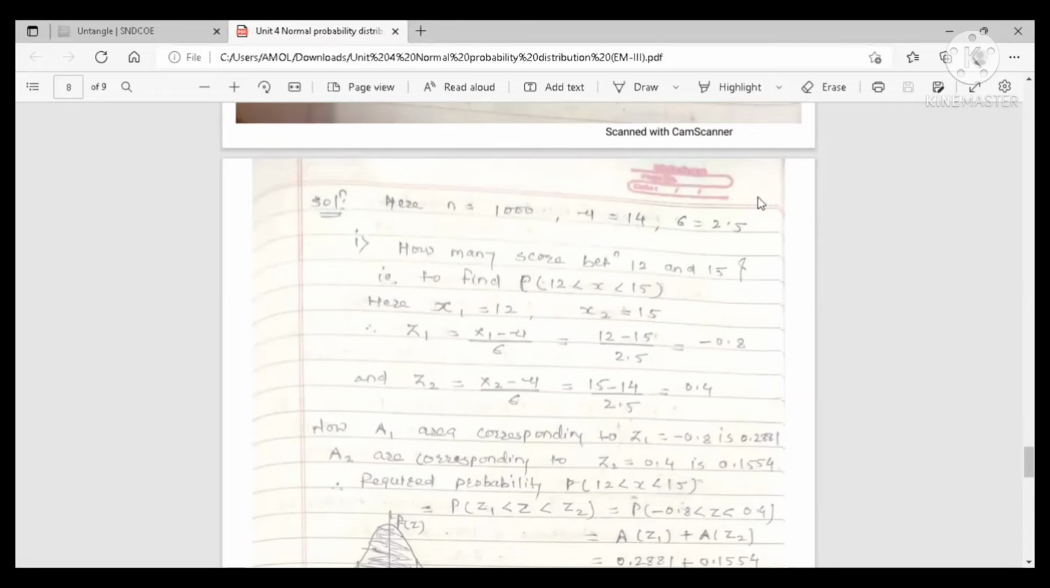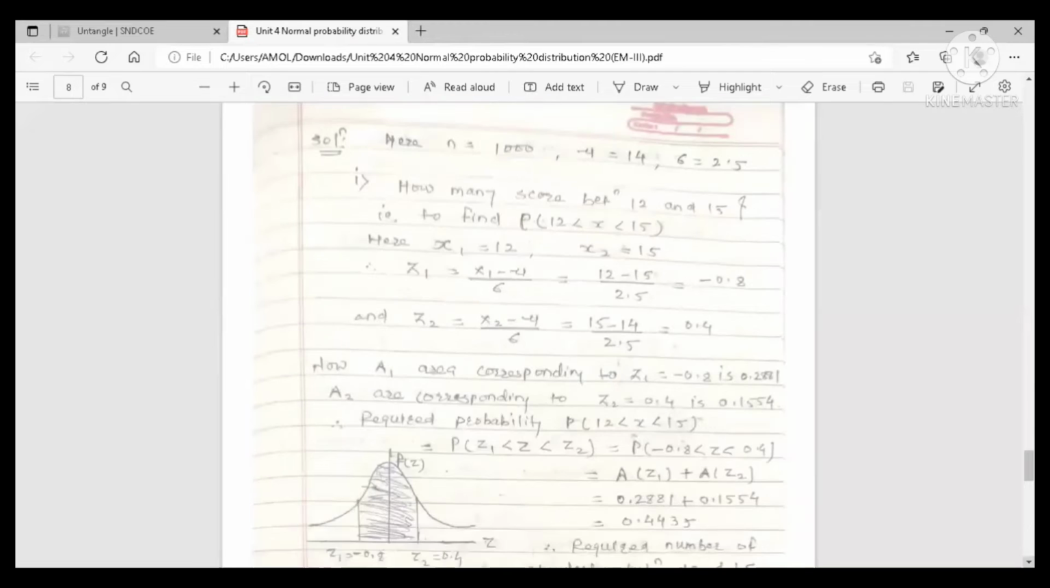All the values are mentioned here: mu is 14, sigma is 2.5, x1 is 12, x2 is 15. So you can calculate this z1. Also you can calculate z2. This is x2 minus mu upon sigma. Consider x2 is 15, mu is 14, and sigma is 2.5. Simplify it, and the answer is 0.4. So z1 is minus 0.8 and z2 is 0.4.